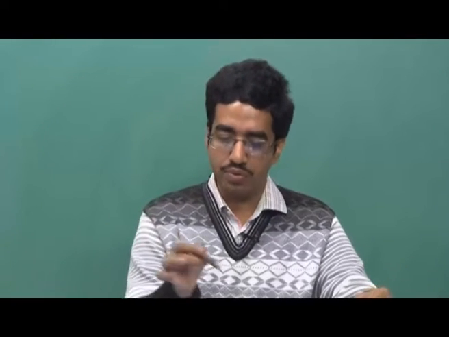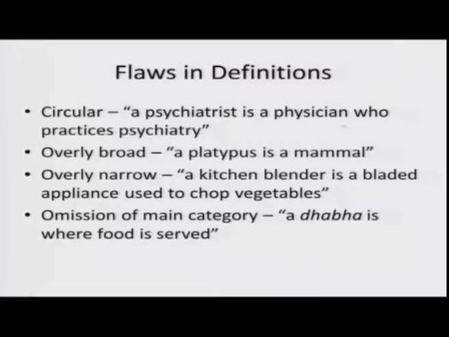Let us look at an example. A psychiatrist is a physician who practices psychiatry. Here you are trying to define the term psychiatrist, but what have you done? You have made it a circular definition. You are saying a physician, okay, this is the broad category, that is fine, but who practices psychiatry? Then the question remains, what is psychiatry? This is a circular thing. You have reiterated the same thing, and therefore, the term here remains unexplained.